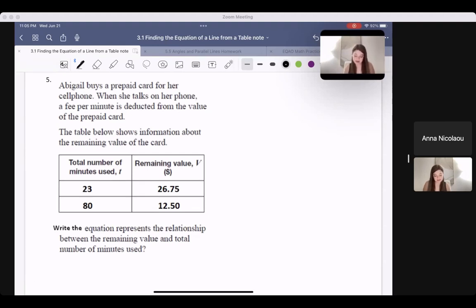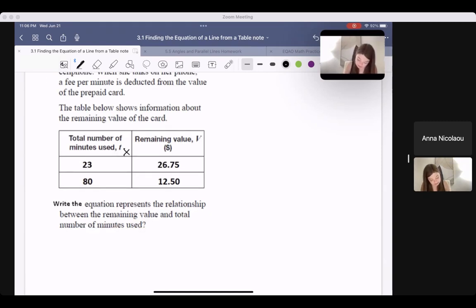All right, let's use this one here. Abigail buys a prepaid card for her cell phone. When she talks on her phone, a fee per minute is deducted from the value of the prepaid card. The table below shows information about the remaining value of the card. Write the equation that represents the relationship between the remaining value and the total number of minutes used. So same thing here. This is like our x coordinate, and this is our y coordinate, right?